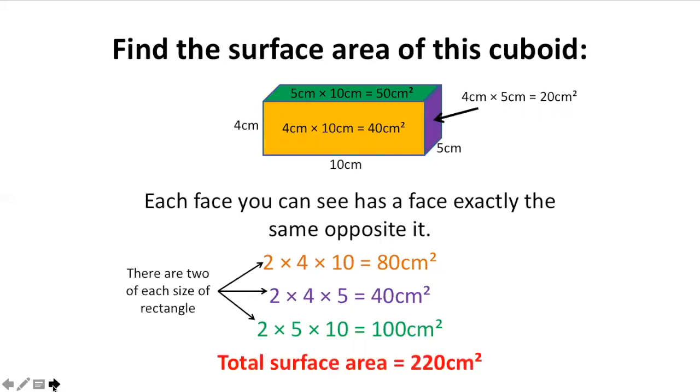And then I add them all up. 80 plus 40 plus 100. So 220 cm square. So this is how we find surface area. We find the areas of the separate faces of the shape and then we add them together.